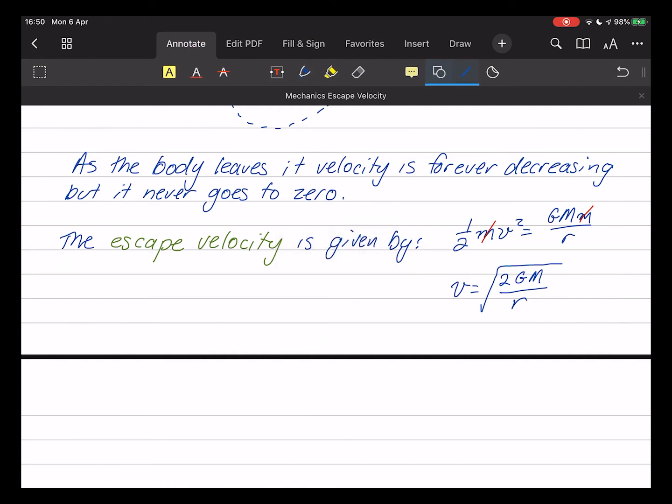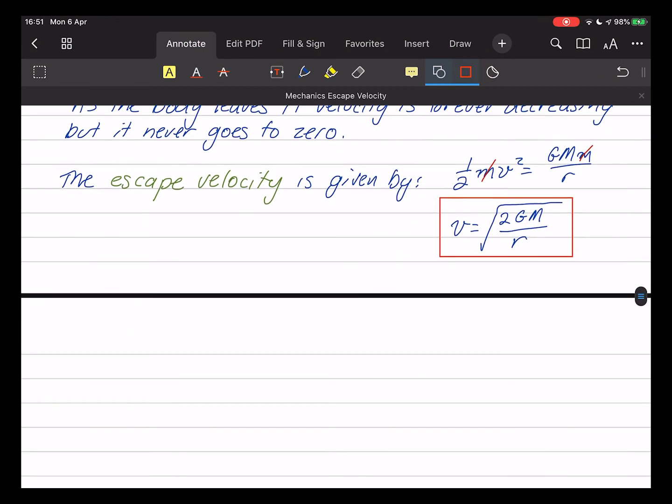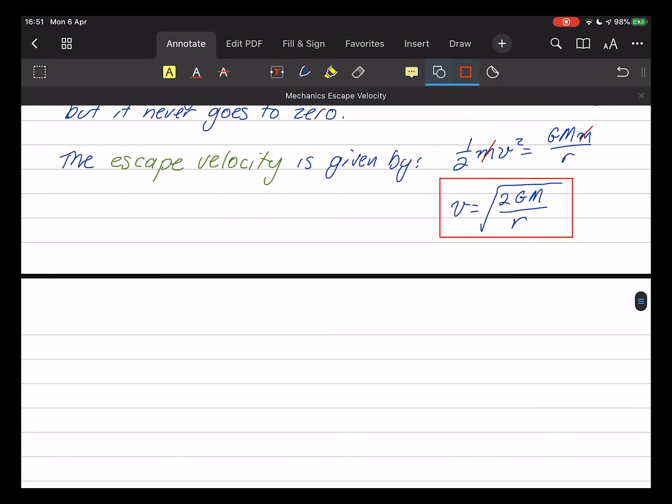Probably not worth memorizing. Pretty simple to work out from scratch. However, lots of students feel comfortable memorizing as many of those as they can. Okay, enough being fussy. So v is root 2 g M on r, where g is Newton's universal gravitational constant.